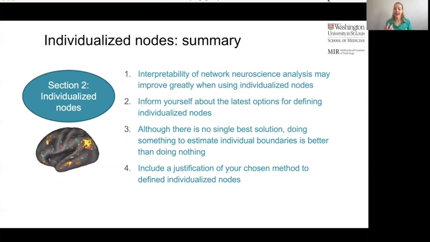And lastly, as I had as a takeaway in my last summary, it's really useful if you can include a justification of your chosen method and how you chose it and how you weighed up the different advantages and disadvantages.